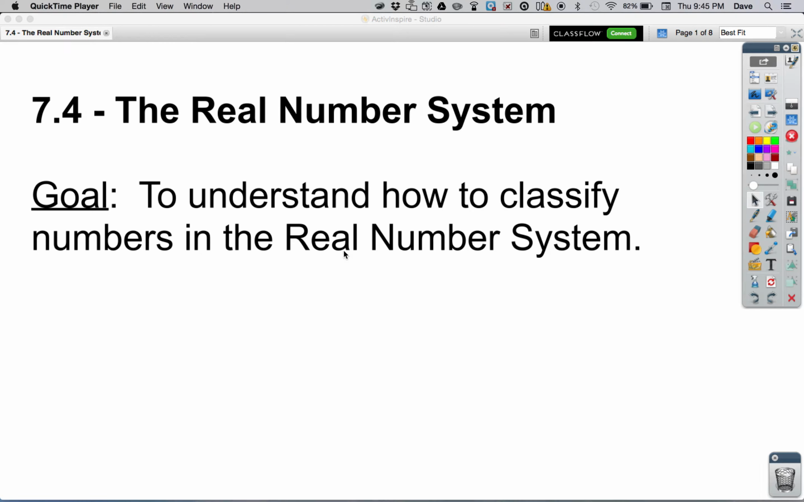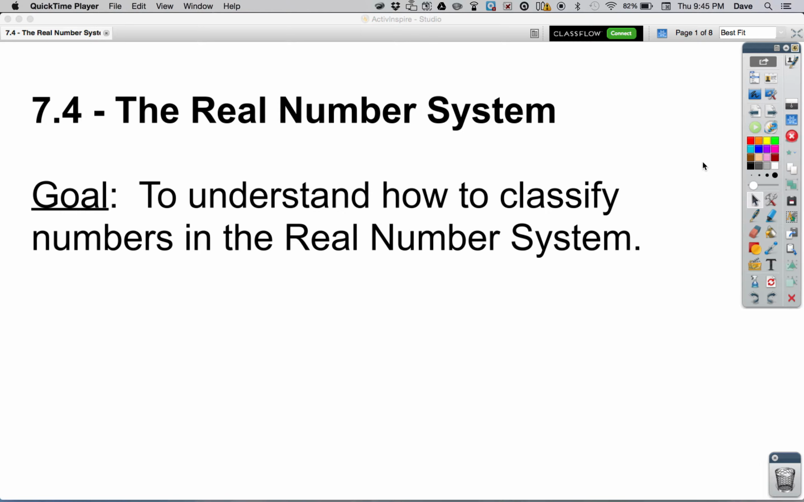In this video lesson, we're going to be looking at something called the real number system, which is basically the system of numbers we use in everyday life. So our goal is not only to understand how to classify numbers in this real number system, but more importantly to understand the evolution of the real number system.